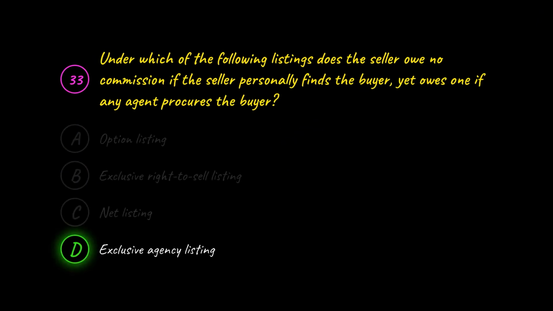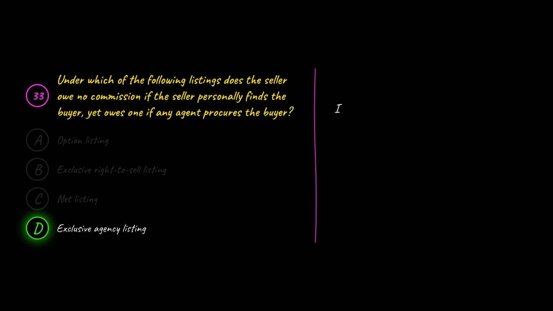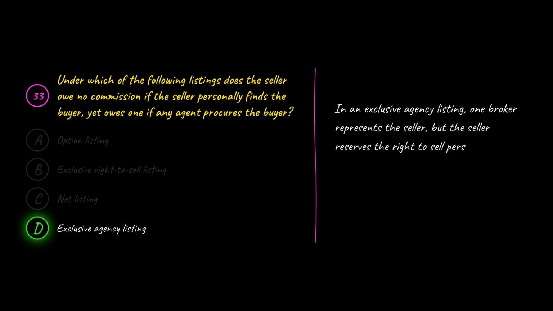The correct answer is D. Exclusive agency listing. D is correct because in an exclusive agency listing, one broker represents the seller, but the seller reserves the right to sell personally without paying a commission. If any agent, including the listing broker, procures the buyer, the commission is owed.